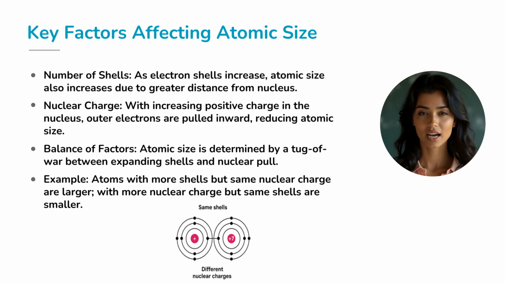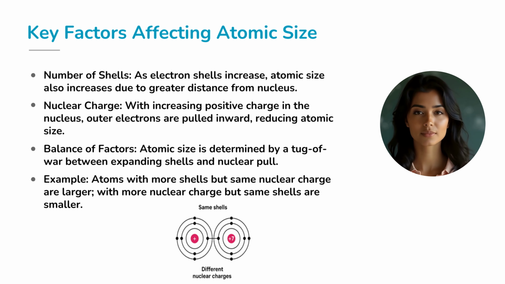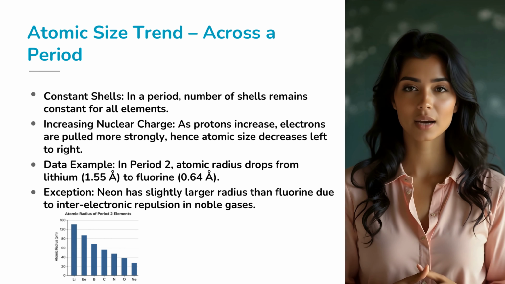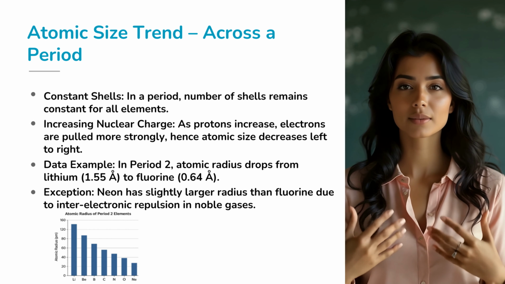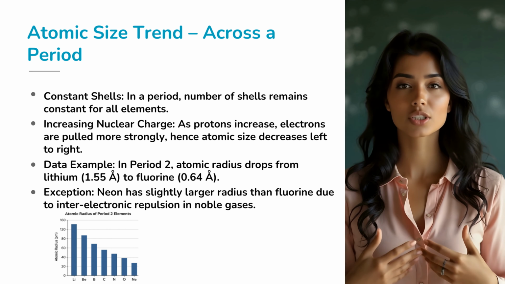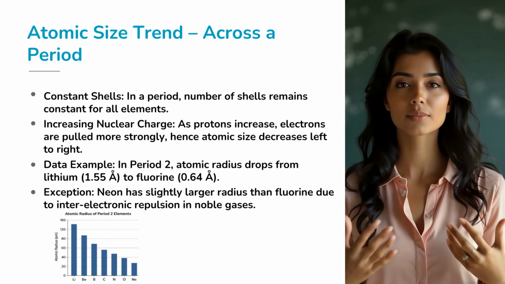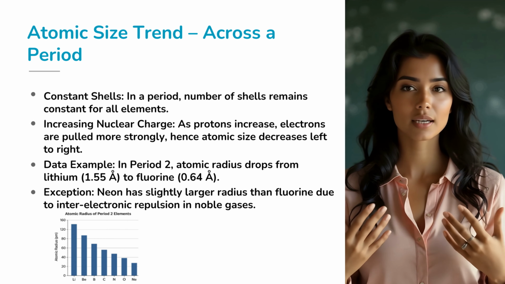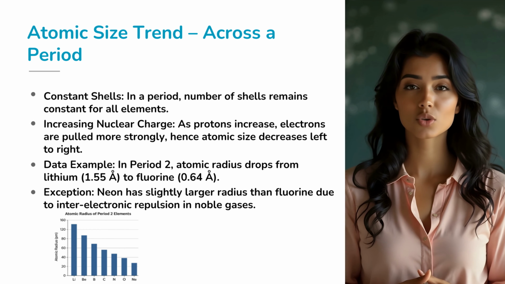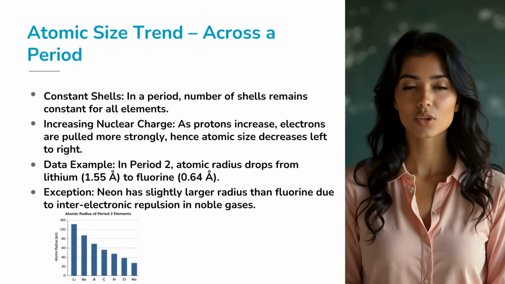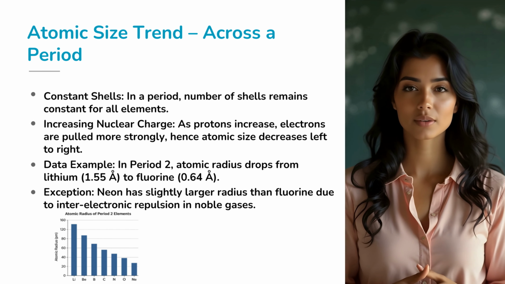For example, atoms with more shells but the same nuclear charge are larger, while atoms with the same number of shells but more nuclear charge are smaller. Now let's track what happens to atomic size as we move across a period from left to right. The number of electron shells stays constant. But the nuclear charge increases because more protons are added with each new element. So, electrons are pulled closer to the nucleus, making the atom smaller.